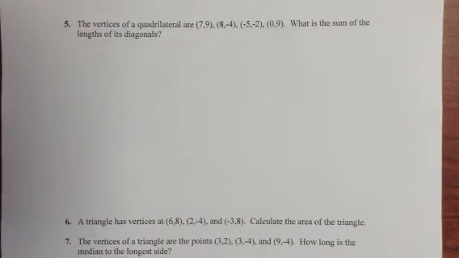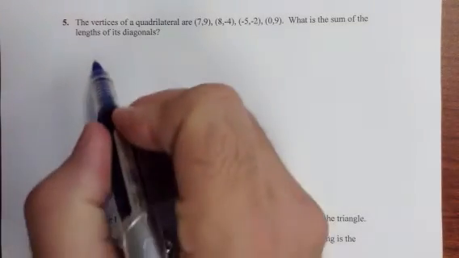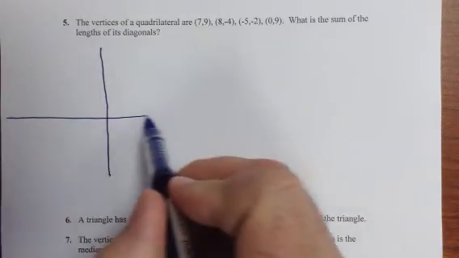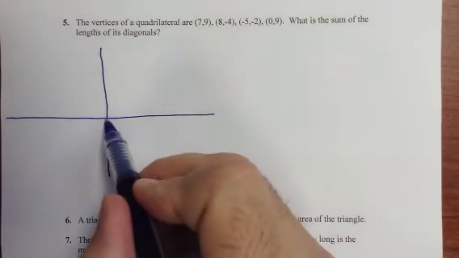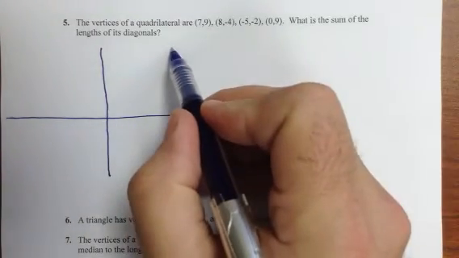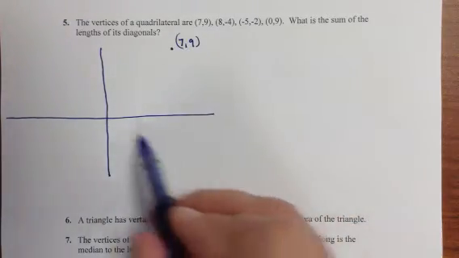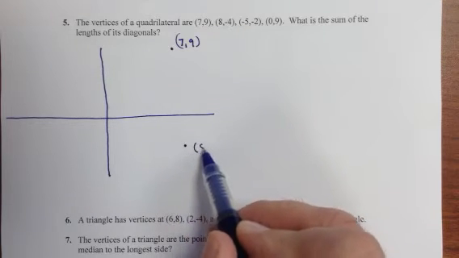The vertices of a quadrilateral are given. What's the sum of the length of the diagonals? If there is a coordinate question on the final, I'll give you a small little graph. For this problem, we don't need to be extremely accurate. So here is 7, 9. I just need to figure out where my diagonals are. Here's 8, negative 4.